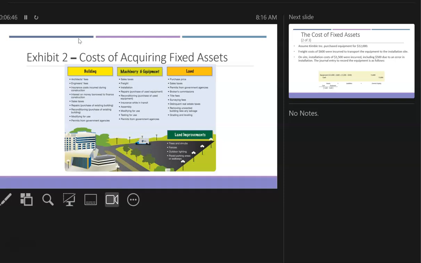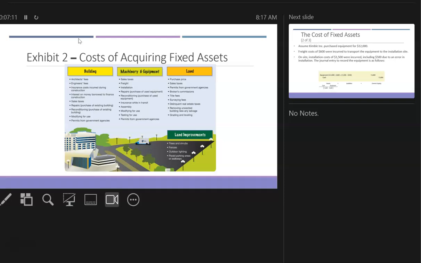Land is a unique asset we'll talk about in a minute, but what would get added to land would be, I've never heard of sales tax on land, but there are taxes on land, permits, broker's fees, title fees, surveying fees, delinquent real estate taxes. So say you purchase a piece of land, but they haven't paid taxes on it for the past 5 years.